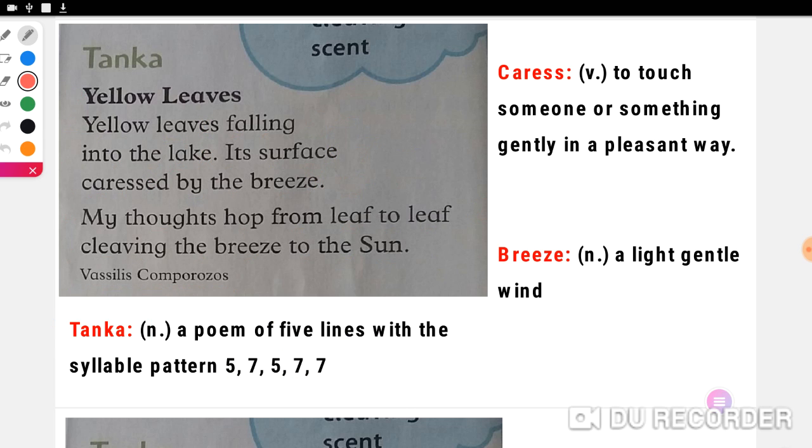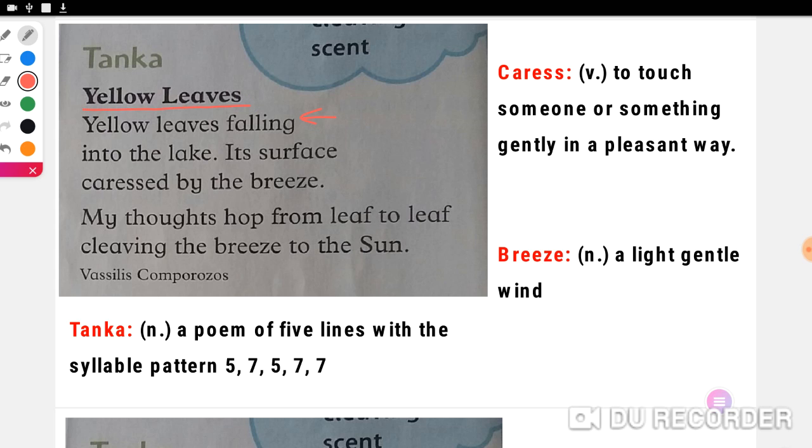Okay, tanka, yellow leaves. Yellow leaves is the title. One more time, if you have some colors and the paper, try to draw a picture for the poem. Yellow leaves falling. So which season are we speaking about? We are speaking about autumn. Why? Because I have here some leaves falling down.